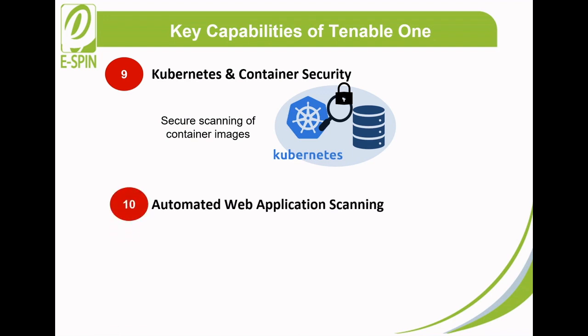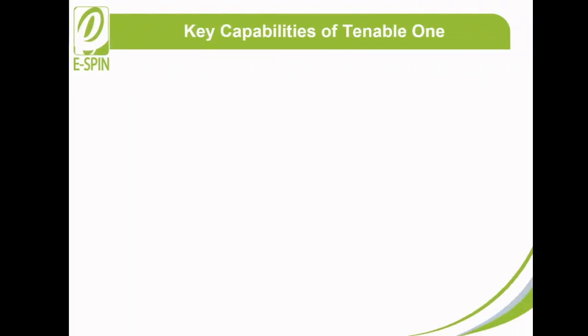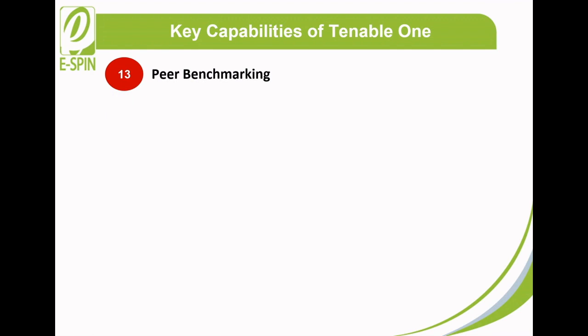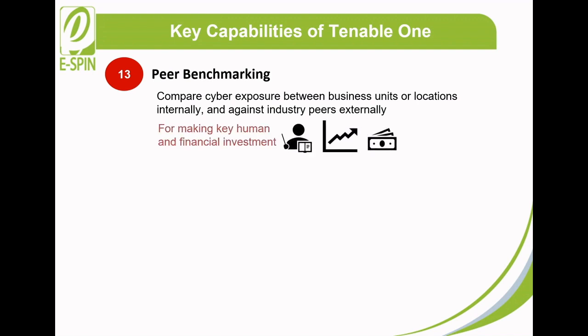Automated web application scanning. Tenable One provides comprehensive and accurate vulnerability scanning with full visibility of IT, cloud, and web application vulnerabilities. Peer benchmarking. Tenable One compares cyber exposure between business units or locations internally and against industry peers externally to determine where and when to make key human and financial investments.